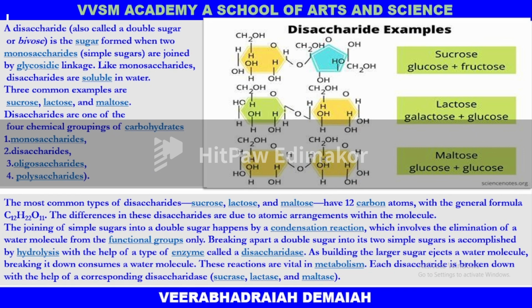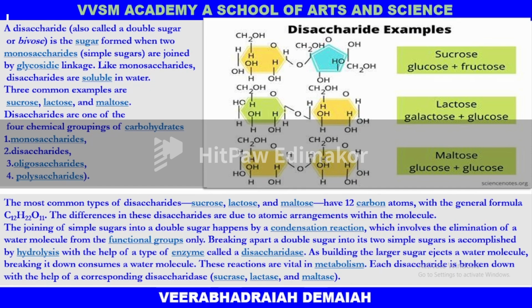Hello friends, the important disaccharides are sucrose, lactose and maltose. All are disaccharides. Sucrose is made up of a glucose molecule and a fructose molecule, joined by a link called a glycosidic linkage. Lactose also has a galactose and glucose glycosidic linkage. Therefore, the most common disaccharides, sucrose, lactose and maltose, have 12 carbon atoms with the general formula C12H22O11.